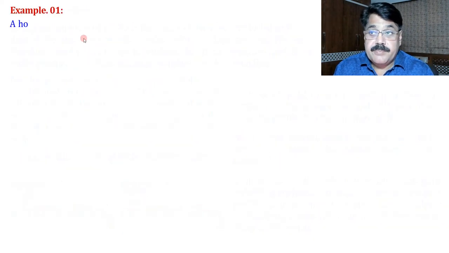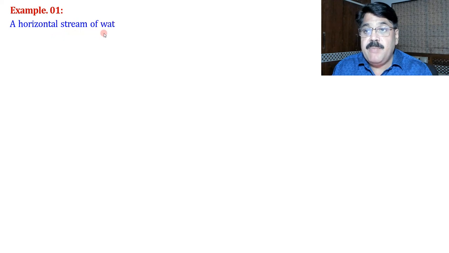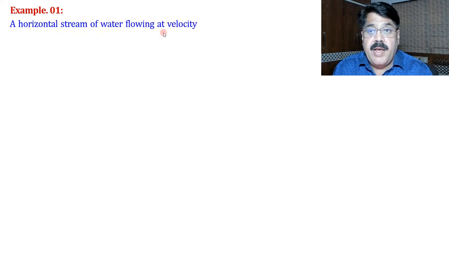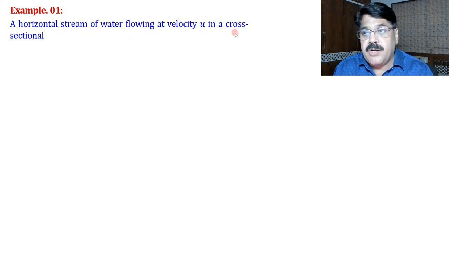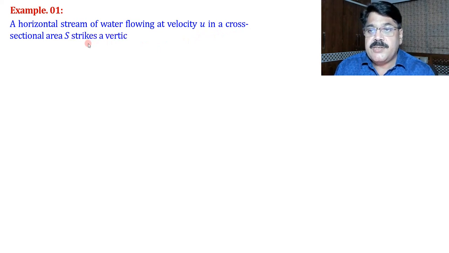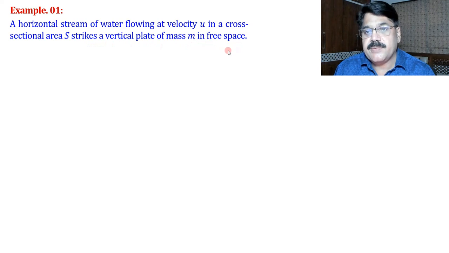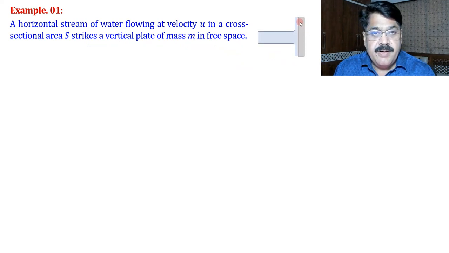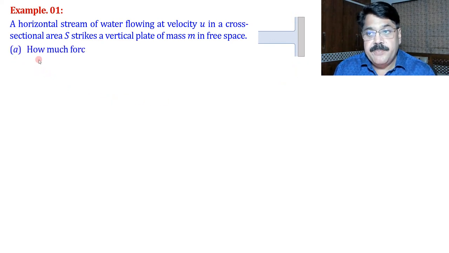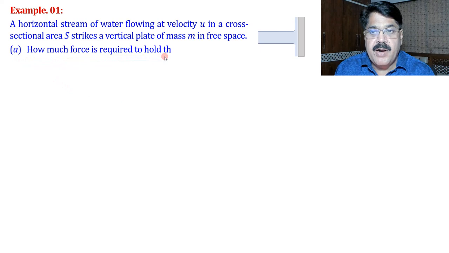Example 1. A horizontal stream of water flowing at velocity u in a cross-sectional area S strikes a vertical plate of mass m in free space. So that is the idea. Here this is the steel plate of mass m, and here the water stream horizontally strikes the plate, splashes out and spreads parallel to the plate. Part A. How much force is required to hold the plate at rest?